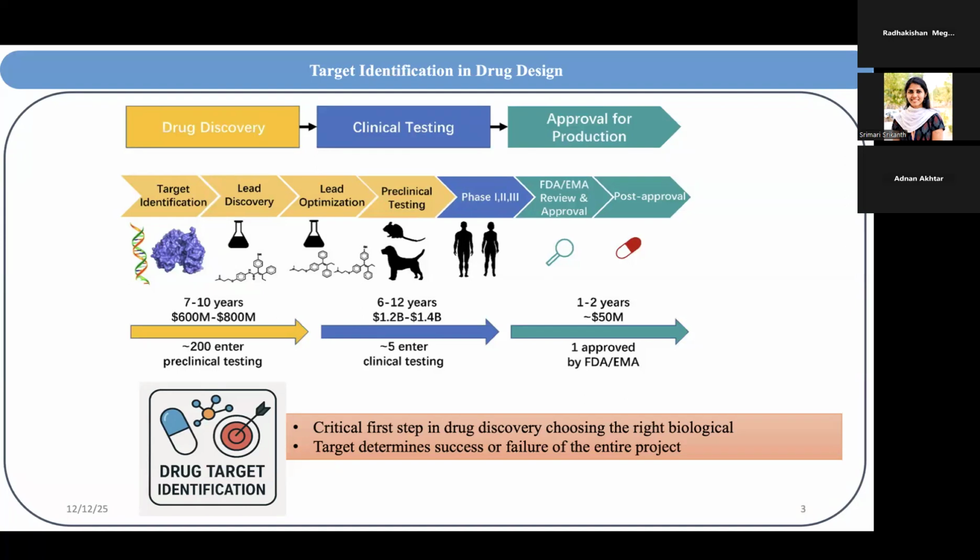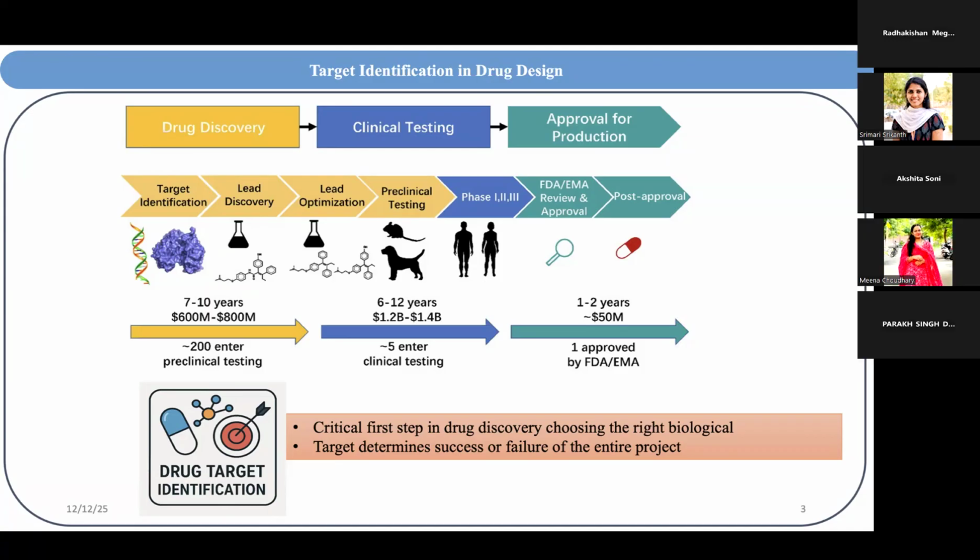So this is the timeline we usually see for drug development. In this diagram, we can see where the target identification exactly happens. It is the first step. After that, there are 7 to 10 years of work, which cost millions of dollars to find one promising drug. Then comes the preclinical and clinical testing, which takes about 1 to 2 years, and another investment of millions in cost.